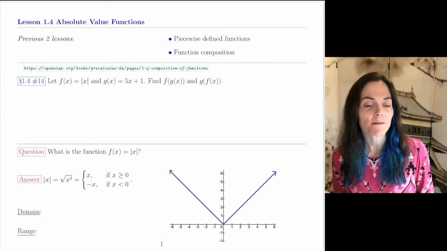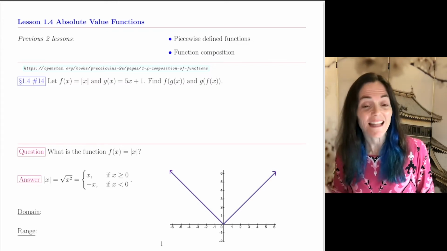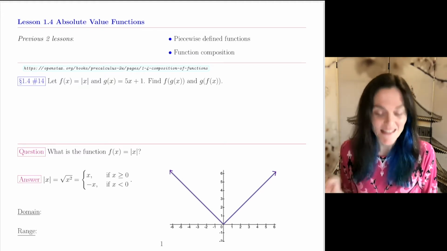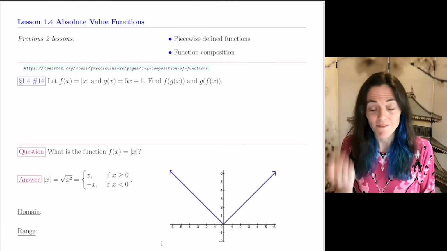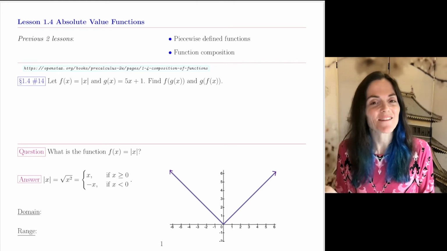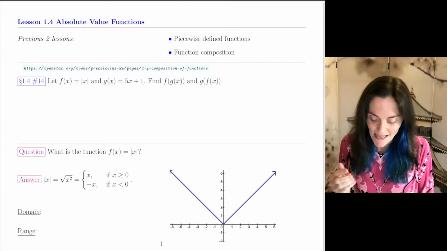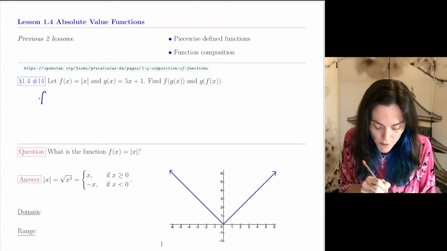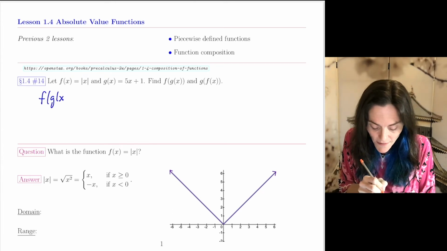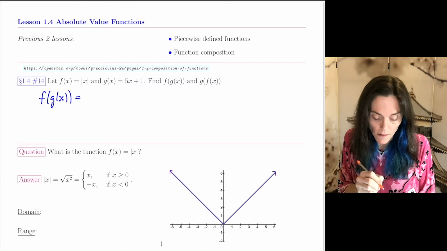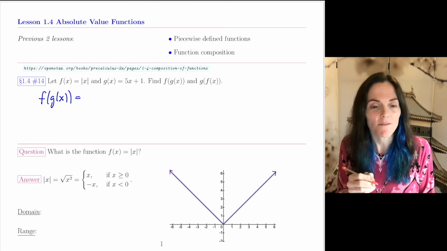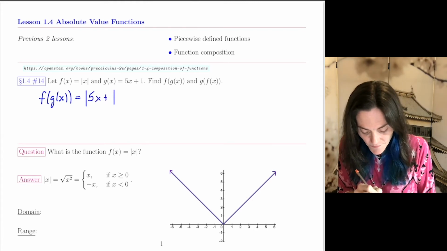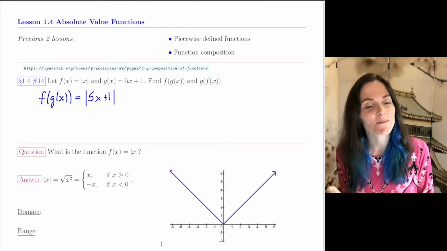So I'll start with an exercise really from the last lesson, which is function composition. And this comes from our textbook. We're given f of x is absolute value of x. G of x is 5x plus 1. Let's just compose in each direction. So if we first calculate f of g of x, well, we put in g of x everywhere we see an x. And so it's this function, the absolute value of 5x plus 1.